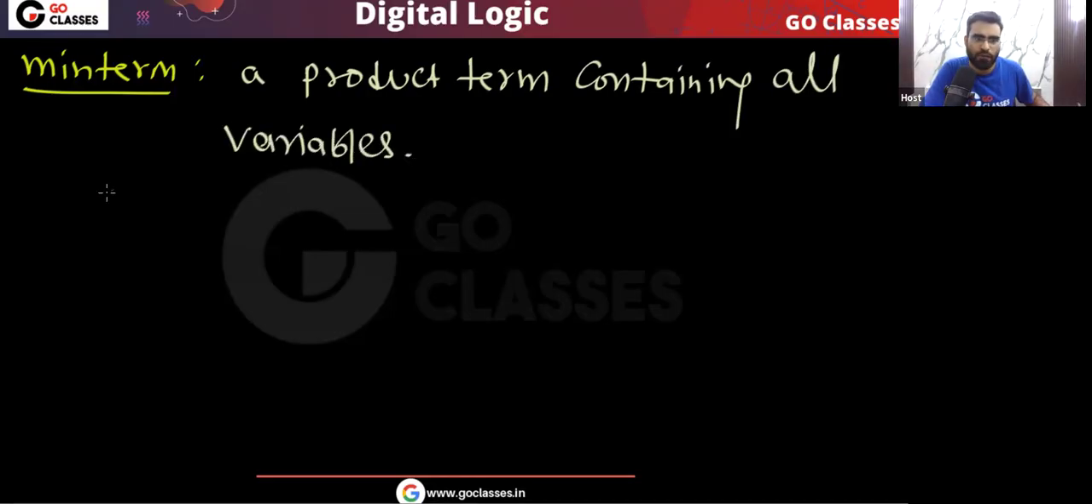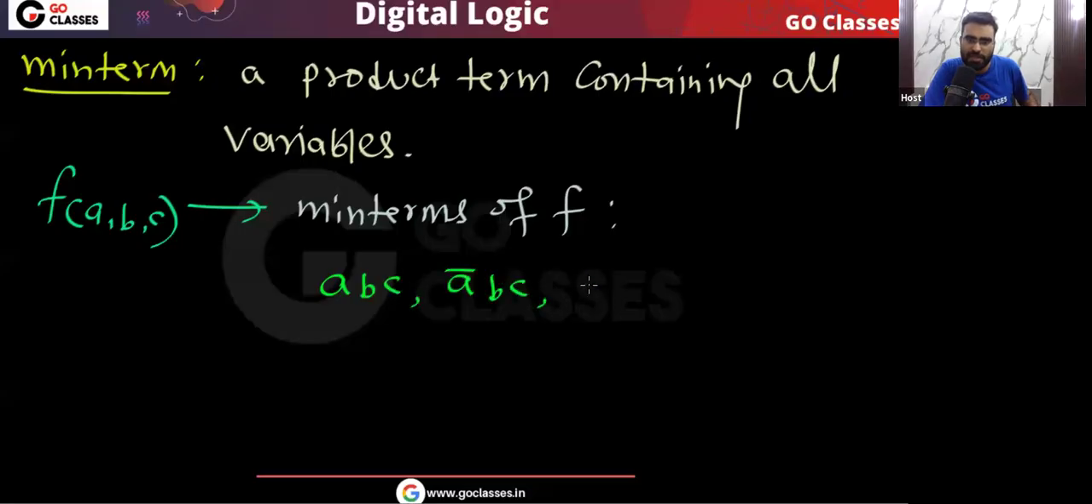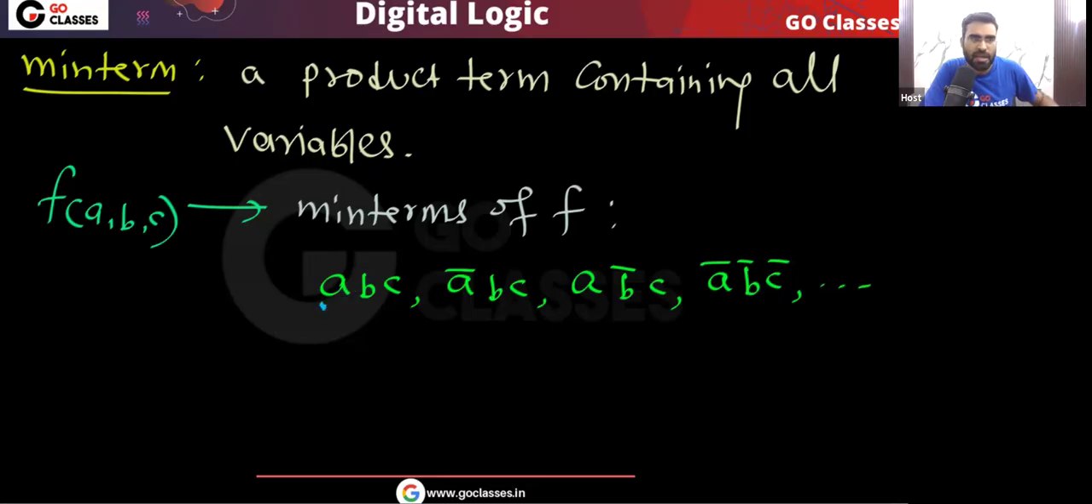For example, if you have this function f of a, b, c, what are the minterms of f? Can you write the minterms of f? For example, this is a minterm: abc. This is a minterm: a bar bc. This is a minterm: ab bar c. This is a minterm: a bar b bar c, and so on. Can you notice that every minterm is a product term containing all the variables?